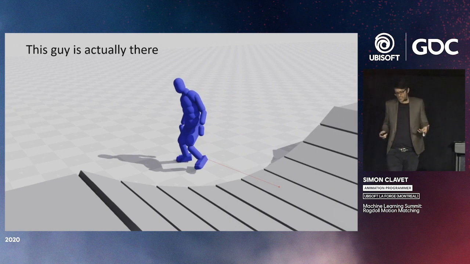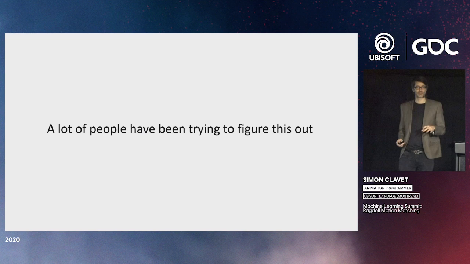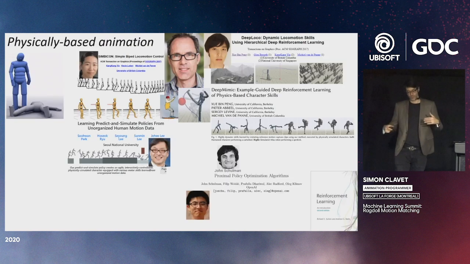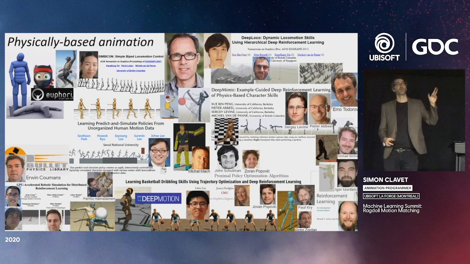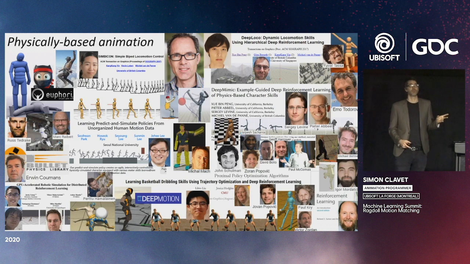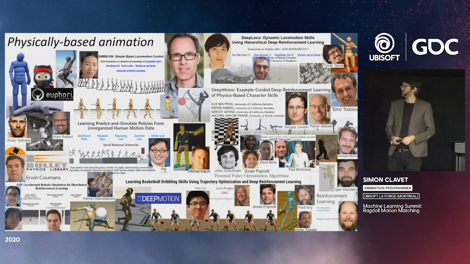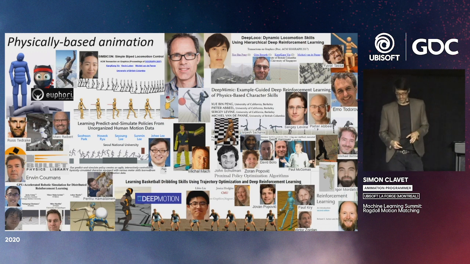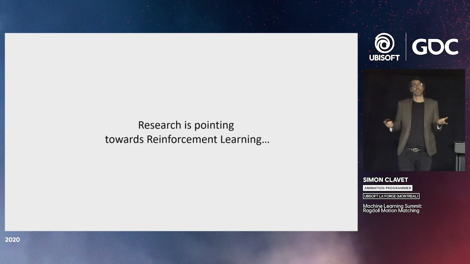So we need to get better at physically based animation. Lots of people have been trying to figure this out. This is the same problem as robotics. So lots of different ways to approach the problem, lots of people in very different domains: robotics people, game people, academic people. There are different papers every year at many conferences. So if you meet one of these people, just tell them thank you, because they actually figured it out. But most of the recent research is pointing in a fun direction, which is reinforcement learning.